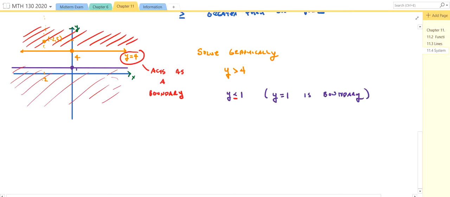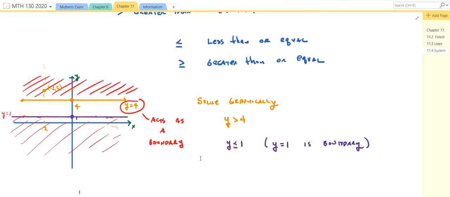Again, y equals 1 is going to be our boundary in this situation, but now I have to actually include this line here of y equals 1. So this line is y equals 1. I have to include this line now in my graphical representation of this relationship.